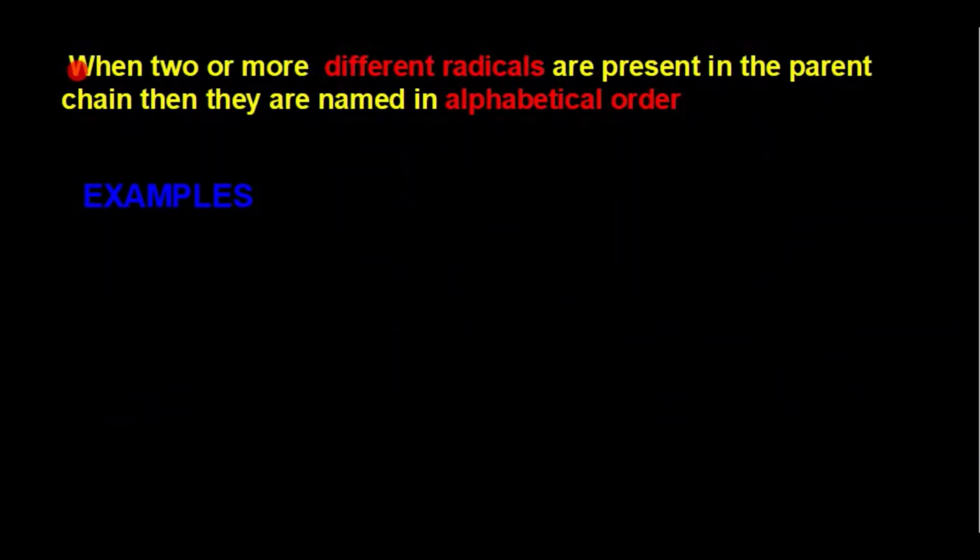Students, we will study the next rule. What is the rule? When two or more different radicals are present in the parent chain, then they are named in alphabetical order. It means if we have different types of radicals attached with the parent chain, which should be written first? In such cases, we must follow the alphabetical order. Now, we will study this rule with the help of some examples. Let's see what is the example.